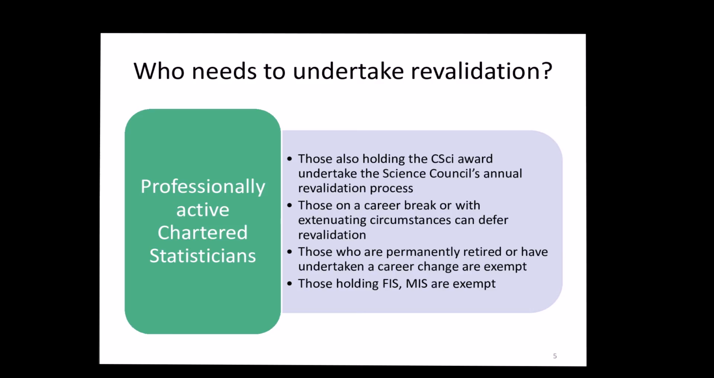So first of all, we should note that those professionally active Chartered Statisticians who also hold the Chartered Scientist Award undertake the Science Council's annual revalidation process, rather than the Chartered Statistician revalidation process, which runs on a 5-yearly cycle. Successful completion of the Science Council process, which is administered by the RSS, serves the needs for maintaining both CSci and CStat awards. This is the process referred to earlier as the CSci revalidation process.